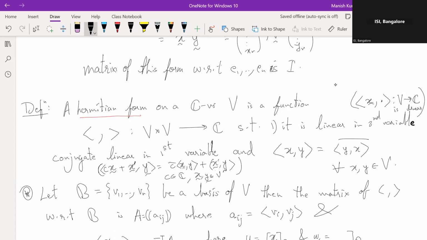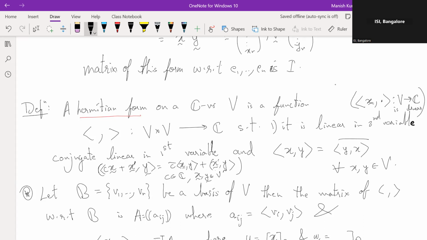Is this okay? Yes. And then x comma y, if you switch them, then you just have to take the conjugate. So it's the analog of symmetric. Instead of being symmetric, it is conjugate symmetric. So that is what a Hermitian form means.